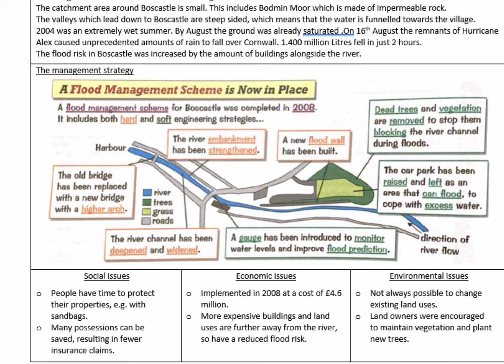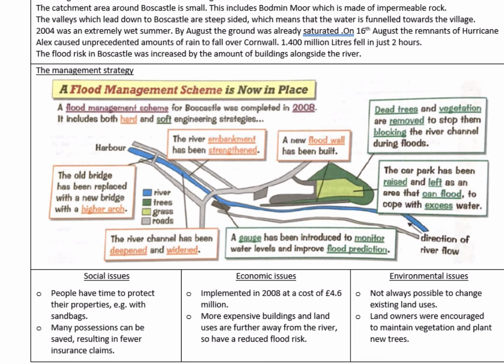They've basically built a flood wall. They've put some embankments in along the river. They've dredged the river a little bit to make it a bit wider and a bit deeper so it can carry more water. Soft engineering wise, they've got rid of the dead trees. They've raised the car park. They've put in a new gauge so they can monitor the flow of the water, and essentially have some sort of flood prediction and flood management and give people a bit more warning this time to get out.